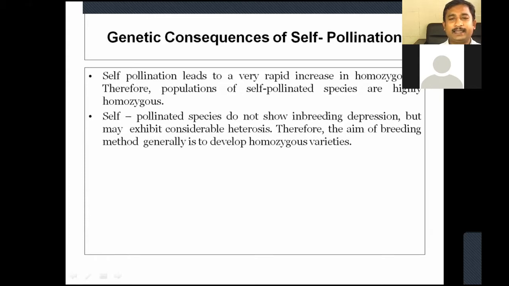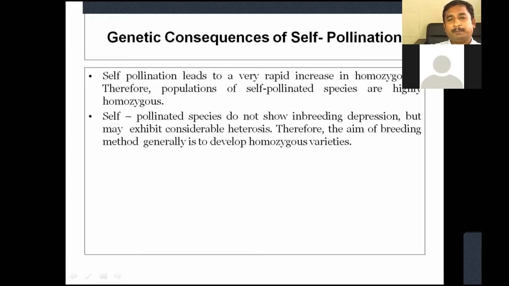For example, I request you people to note down this term inbreeding depression and read about it. What are the negative consequences of inbreeding depression? There are typical cases or examples given for inbreeding depression. And in this, there is another term that is called heterosis. Heterosis is a technical term.